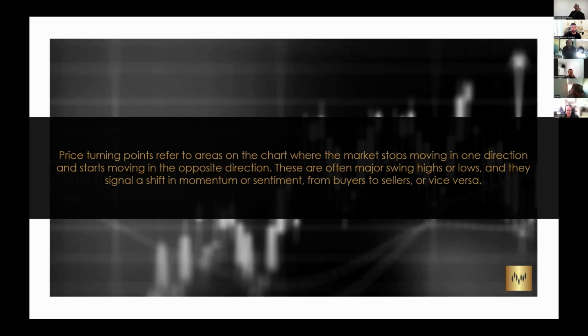Price turning points refer to areas on the chart where the market stops moving in one direction and starts moving in the opposite direction. These are often major swing highs or lows, and they signal a shift in momentum or sentiment from buyers to sellers or vice versa. Do we understand that, guys? Price turning point. Bang, turning point. Bang, turning point. So they're major areas where we see those swing highs and swing lows.